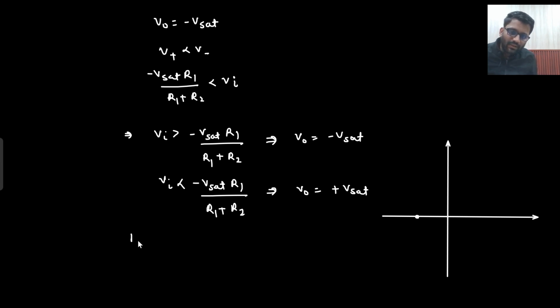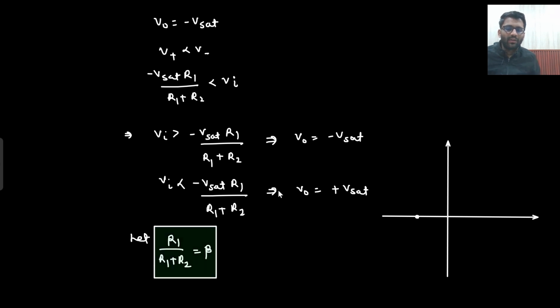Let R1 upon R1 plus R2 equal beta. I am calling this beta so that I don't need to write down complex numbers. So if this is beta, what I am getting here is minus beta V set. So where is the transition? The transition is at minus beta V set.